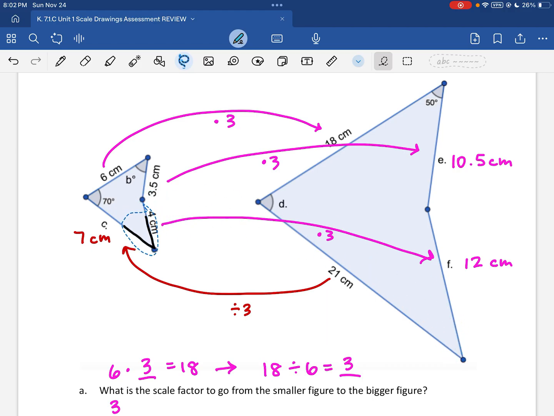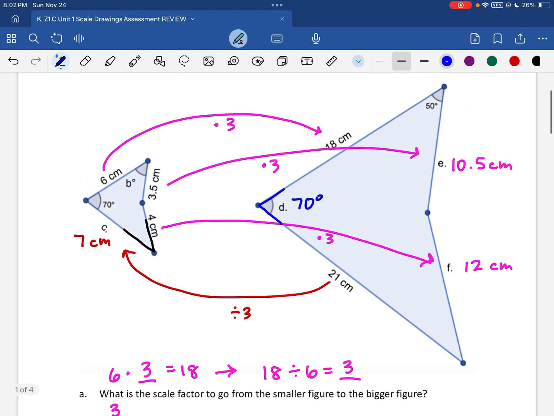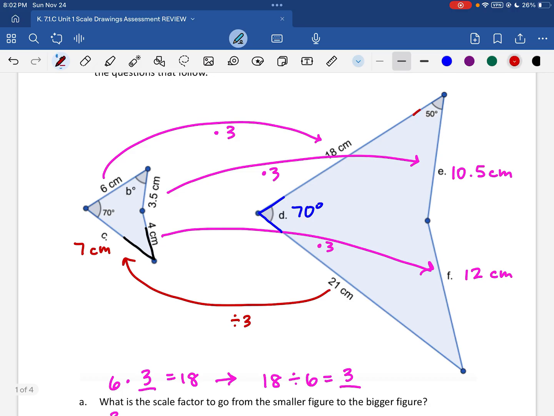The reason why that's important is because I'm asking for the angle measure for D and the angle measure for B. So since angle measures themselves do not change, if this angle here is 70 degrees, then its corresponding angle in the new figure is going to be the same. It is also going to be 70 degrees. But it also means that this angle up here that has a measure of 50 degrees didn't change from its original, so this angle measure is also going to be 50 degrees.